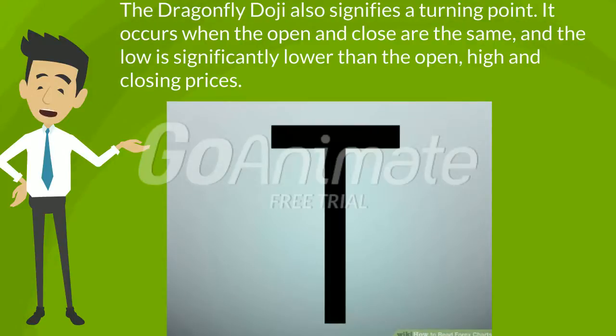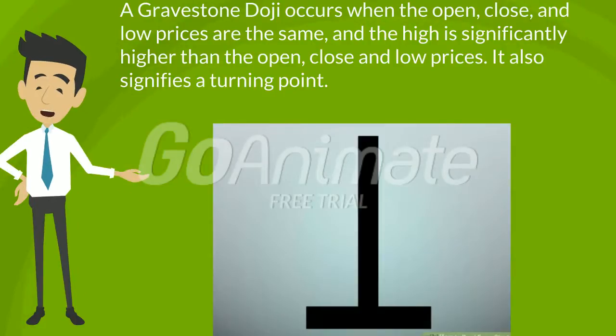high and closing prices. A gravestone doji occurs when the open, close, and low prices are the same, and the high is significantly higher than the open, close and low prices. It also signifies a turning point.